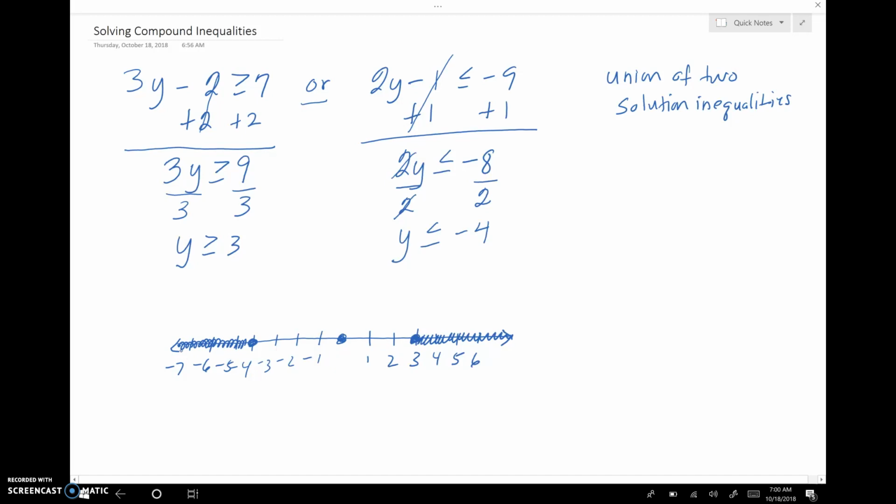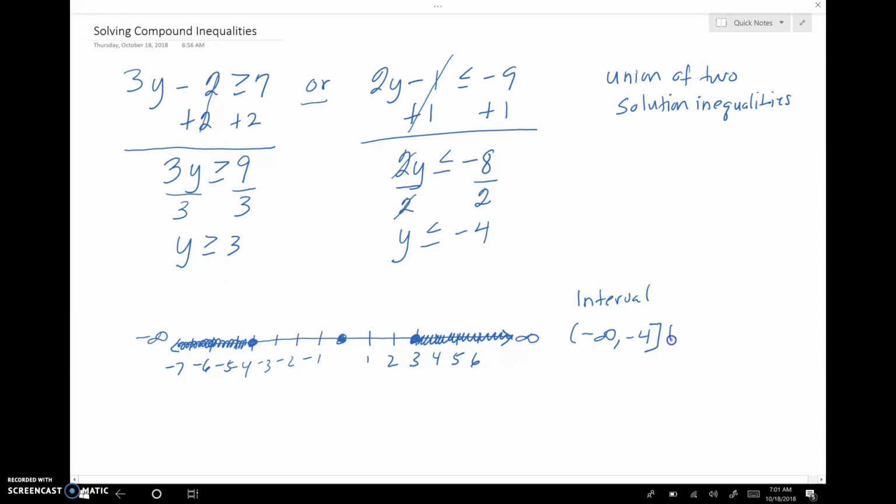Now to write the solution in interval notation, you notice that these numbers are going to positive infinity to the right of 3. And we notice that to the left of negative 4, it's going to negative infinity. So our solution interval will be parentheses, negative infinity, comma, to negative 4. And we're going to use a bracket because there's an equal sign.